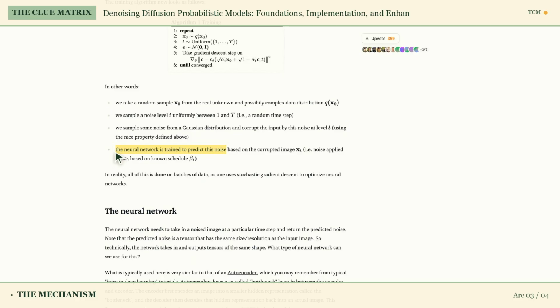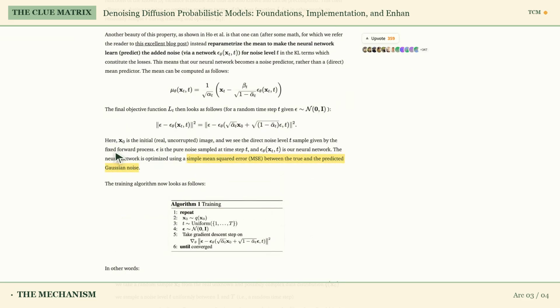That's the idea. The final objective function is a simple mean-squared error, MSE, between the true and the predicted Gaussian noise. It's beautifully straightforward. So all that complex probabilistic theory boils down to a familiar MSE loss, but on the noise component, that's very elegant.